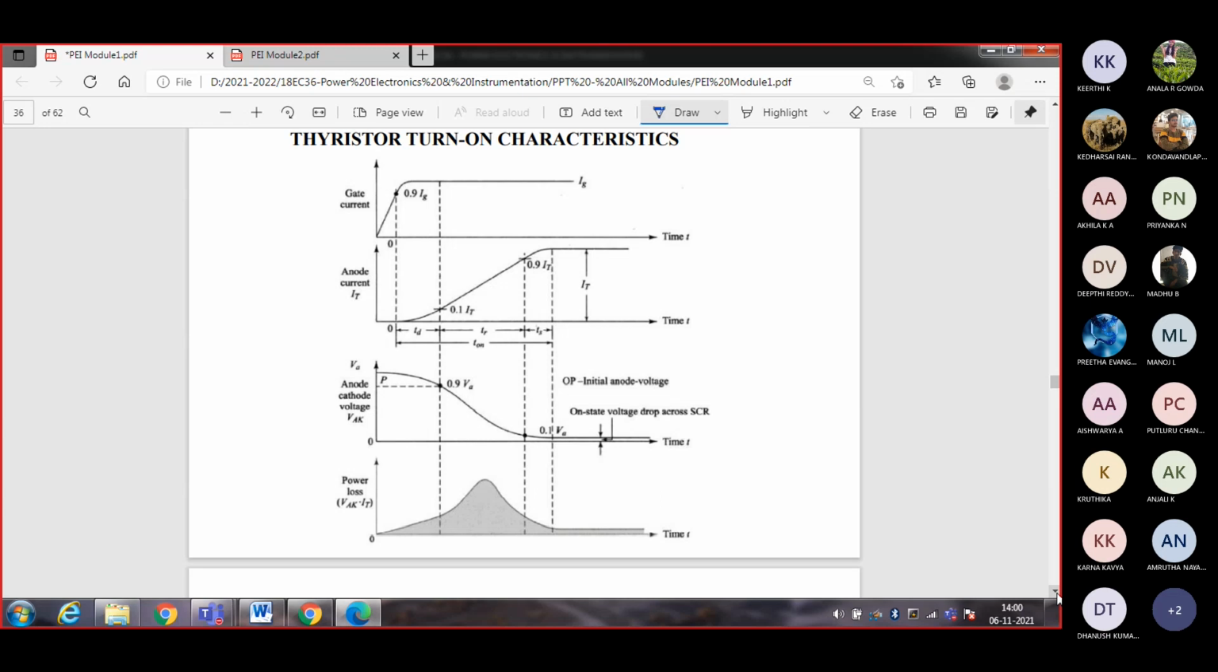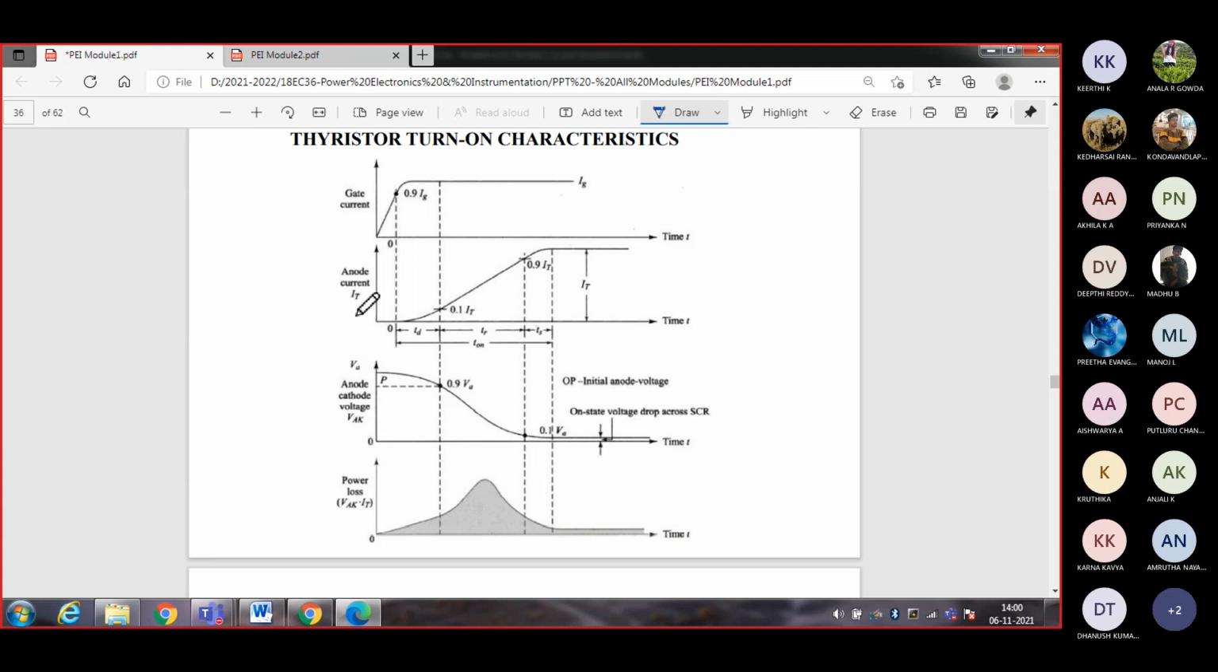Gate current initially will be 0, then you are going to increase it. As the time increases, the gate current is going to be constant. Once that is done, your anode current keeps increasing. Anode cathode voltage will be decreasing. Then power loss, you're able to identify that. So once you know this, based on the gate current, anode current is increasing, anode cathode voltage is decreasing, and finally we're able to find out the, here you see, VAK, anode cathode voltage.